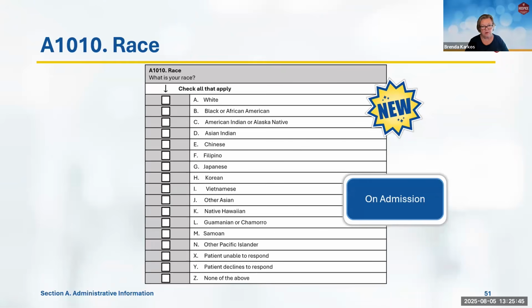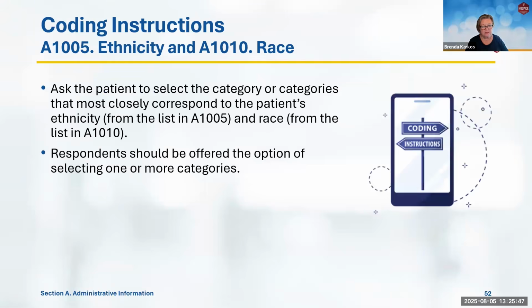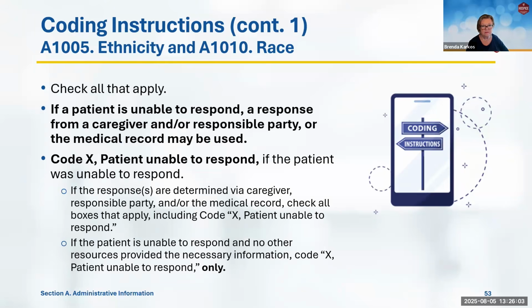Now let's look at a few coding instructions. So first, you're going to ask the patient to select a category or categories that most closely correspond to the patient's ethnicity and race from each list. And respondents should be offered the option of selecting one or more categories. These are both check all that apply.